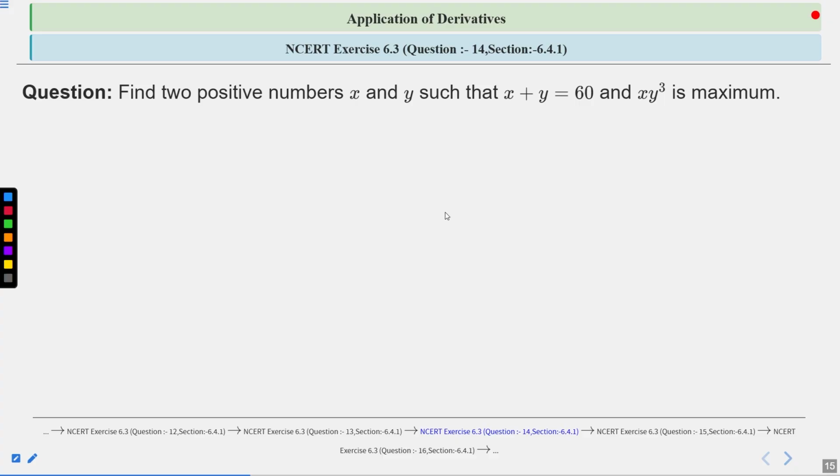So how can we find? Again, we will try to apply the maximum-minimum concept. First we will convert x y cube into a single variable. After that we will calculate the first derivative and find the critical points. At each critical point we will find the second derivative, and for a maximum, the second derivative should be less than 0. So in this way you can try to solve the given question.